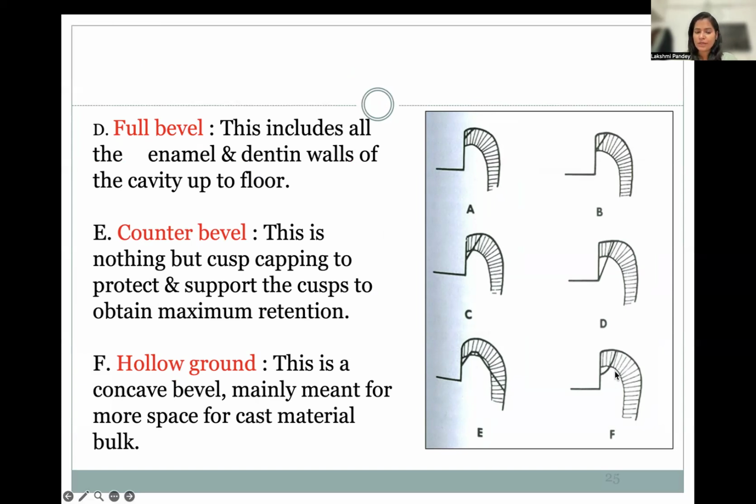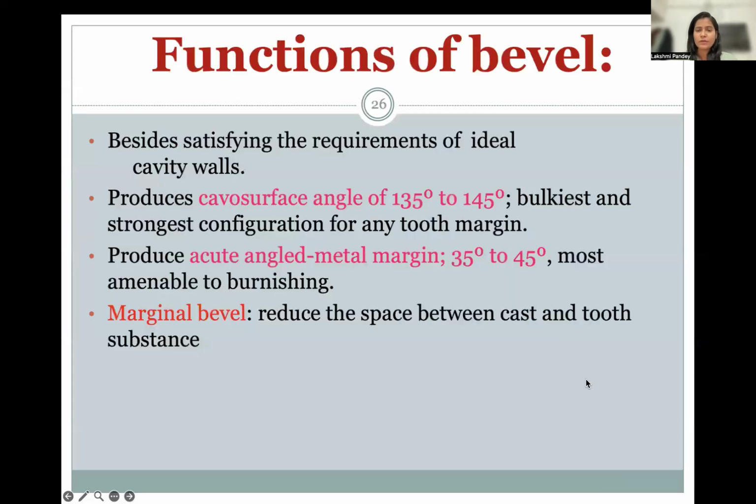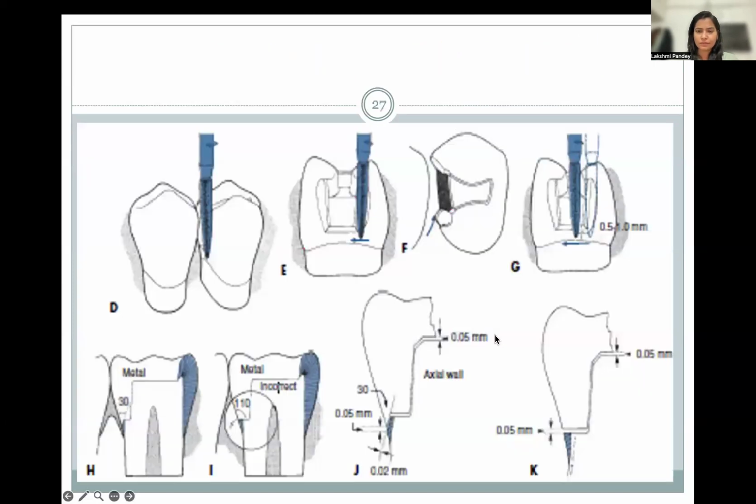And hollow ground is generally given for space for cast material bulk. So whenever you give a restoration which needs bulk, here you give the hollow ground. What is functional bevel? Most important requirement of ideal cavity walls, produces a cavosurface angle of 135 to 145 degrees, the bulkiest and strongest configuration for any tooth margin. Produces an acute angle metal margin of 35 to 45 degrees. Marginal bevel reduces space between cast and tooth substance. Here, can you see how you are supposed to give the bevel?